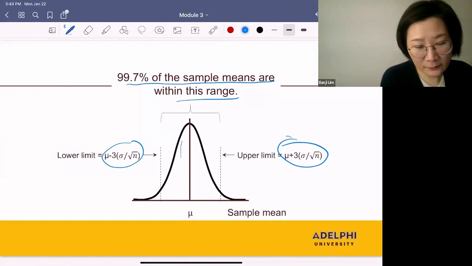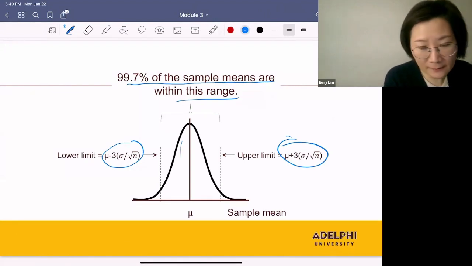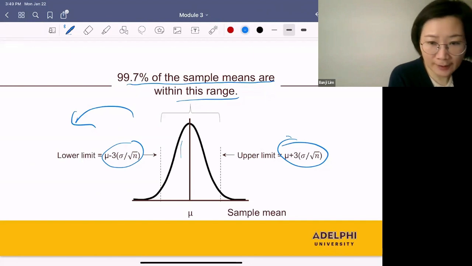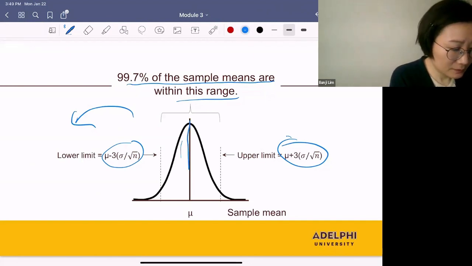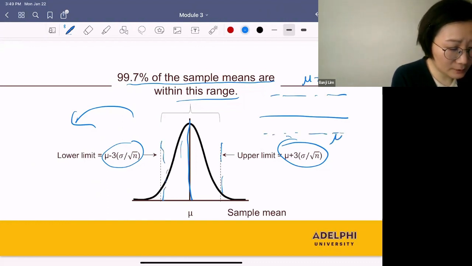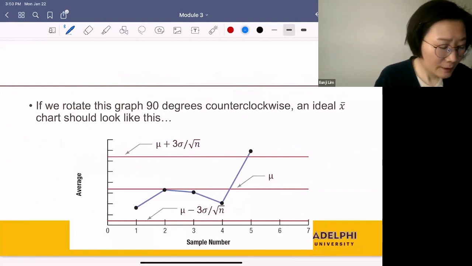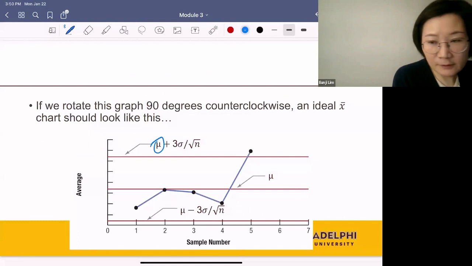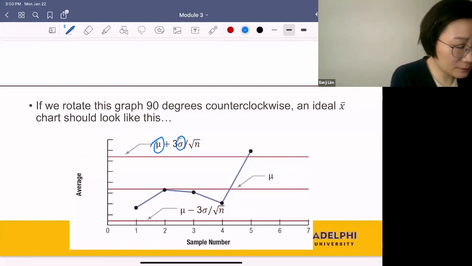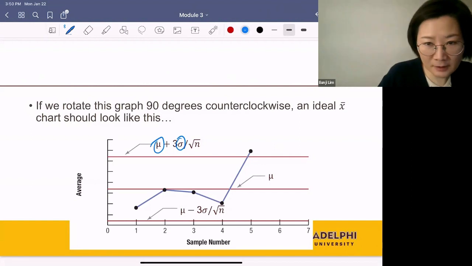Now, if you rotate this graph 90 degrees clockwise, then we'll have an ideal X-bar chart. This becomes this. This is the upper control limit, mu plus 3 sigma over the square root of n, and this line becomes the lower control limit, mu minus 3 sigma over the square root of n. So this is the ideal X-bar chart, and we know that mu is unknown to us, and also sigma is unknown to us. So instead of these values, we're going to use some estimates of these.